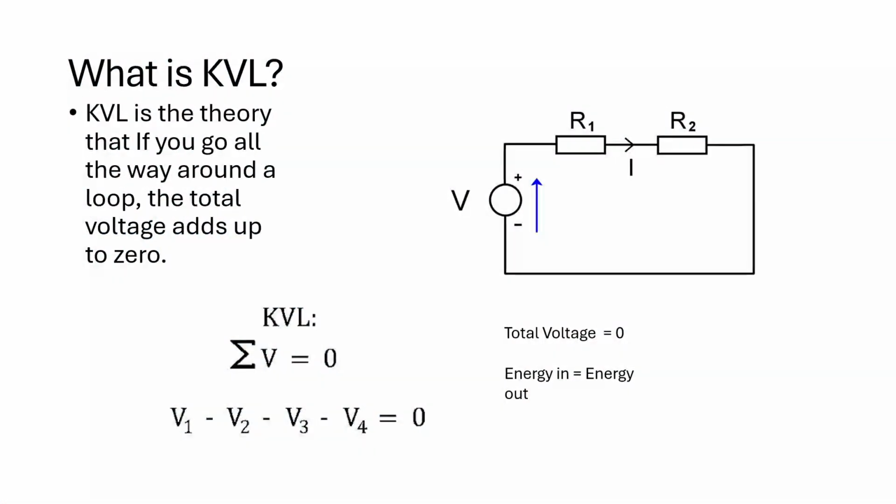So, KVL basically says that if you go all the way around a closed loop in a circuit, the total voltage adds up to zero, or in other words, the voltage from the source equals the sum of all the voltage drops in the components.